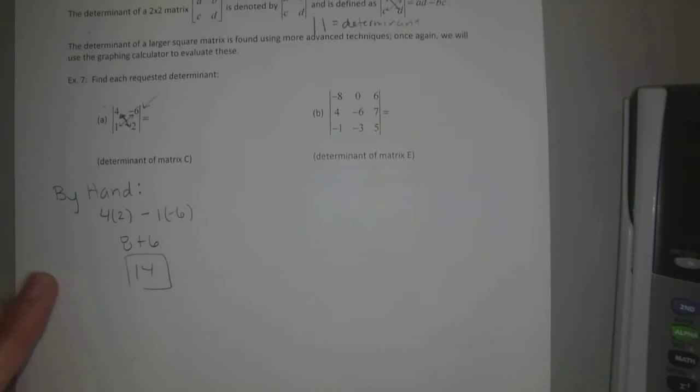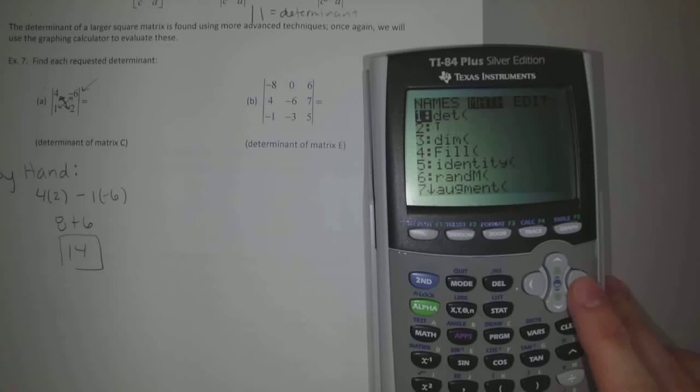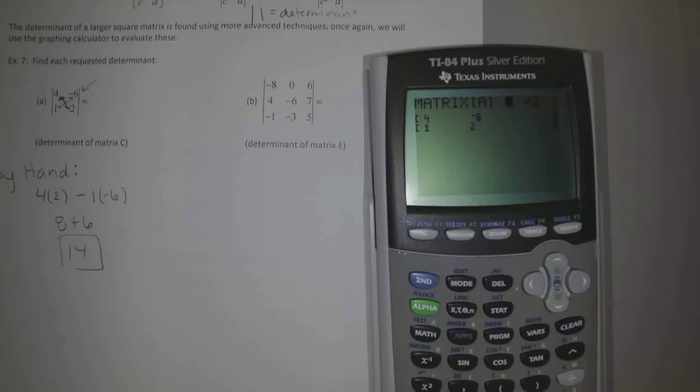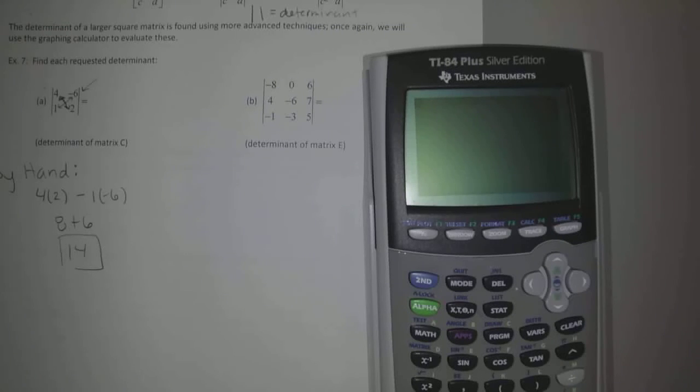Now, finding the determinant of a 3 by 3 is way more complicated, something that we don't have to get into. So we just want to make sure we can put this in our calculator and find the determinant. Okay? So I'm going to go to my matrix, and I'm going to go edit. I'm done with everything, so I'm going to edit A again. What size matrix is that? 3 by 3. And I'm going to type in all the parts: negative 8, 0, 6, 4, negative 6, 7, negative 1, negative 3, 5. Okay? You get out of there, so you hit second mode, you get to your main screen, you can clear it off.